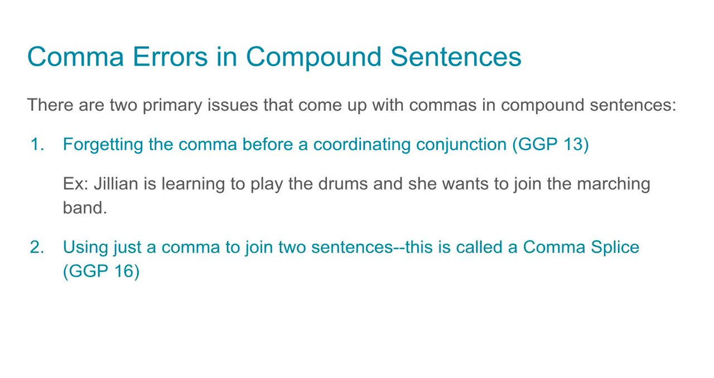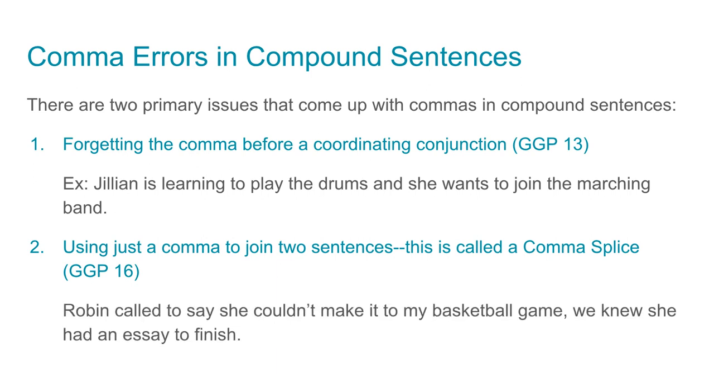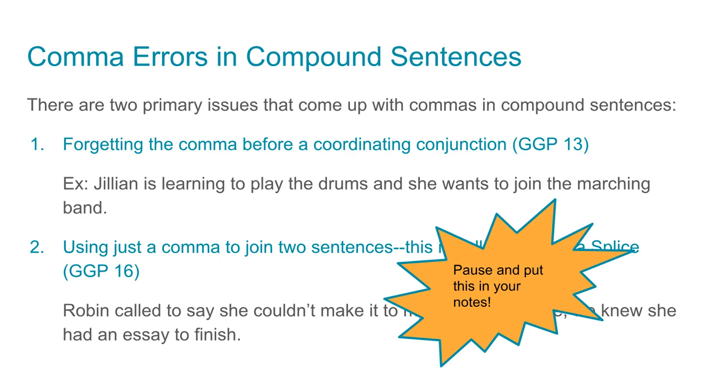We can also have a comma error if we join two sentences with just a comma. This error is called a comma splice, such as Robin called to say she couldn't make it to my basketball game, we knew she had an essay to finish. There's a comma in the middle, but there's no coordinating conjunction, and this is therefore a comma splice. Make sure you've put this in your notes.